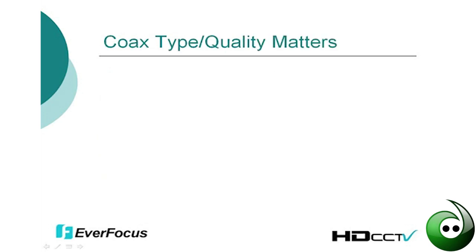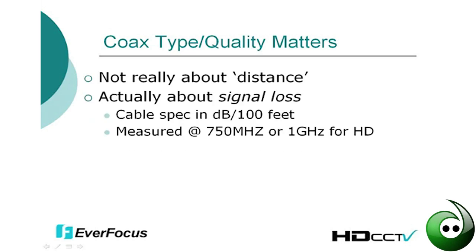Now, coax type and quality matters. It's never really been about distance between the camera and the viewing device. It's always been about signal loss. It becomes more apparent in HD-CCTV than it was in SD.